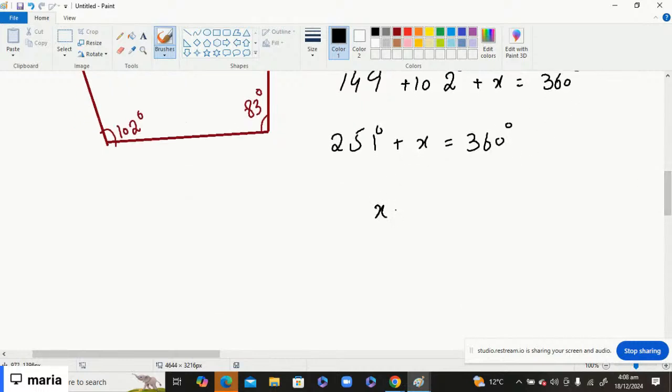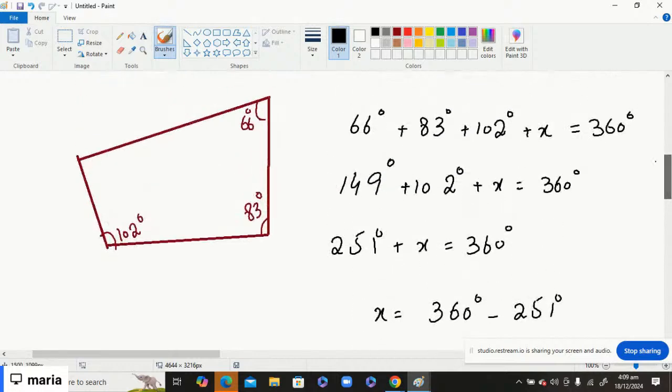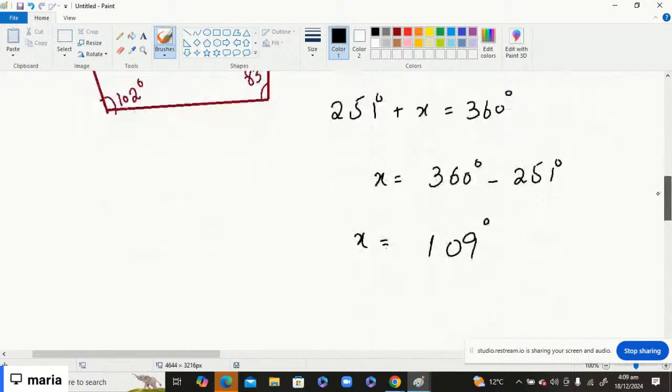Now x stays on the same side, and we do 360 degrees minus 251 degrees. So x is, 10 minus 1 is 9, 5 from 5 is 0, and 3 minus 2 is 1. This is 109 degrees. So here the angle is 109 degrees. This is the proper way to solve this one.